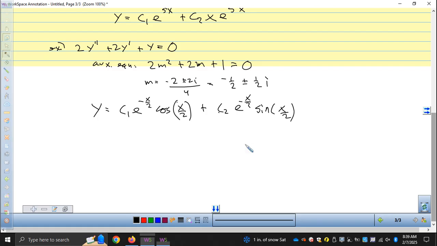Now for higher order equations, third degree, fourth degree, fifth degree, the process is exactly the same. We write the auxiliary equation and we find the solutions to the auxiliary equation. The difficulty then comes in solving the polynomial equation. So we have a fifth order polynomial that we have to find the zeros of. So for that, we are relying on our tools that we learned way back in pre-calc.